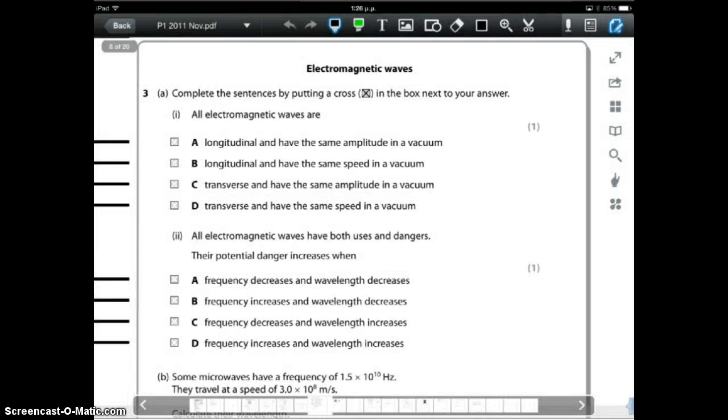Question 3. Electromagnetic waves. A. Complete the sentences by putting a cross, little cross there in case you know what a cross is, in the box next to your answer.